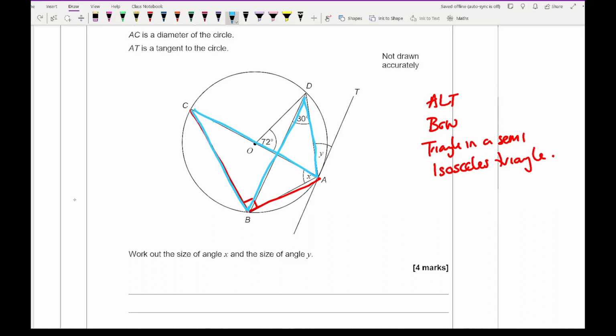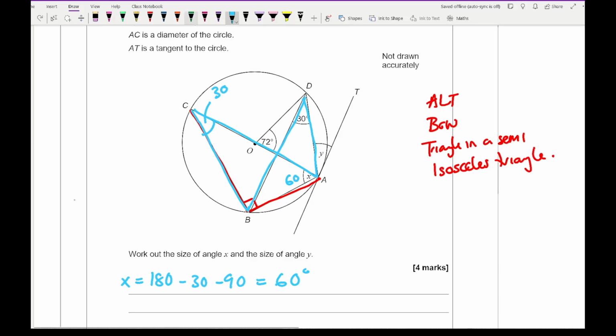So what we know then, that this angle here is going to be 30. So to work out angle X, it's going to be 180 minus 30 minus 90, which equals 60 degrees. So this angle here is 60 degrees.